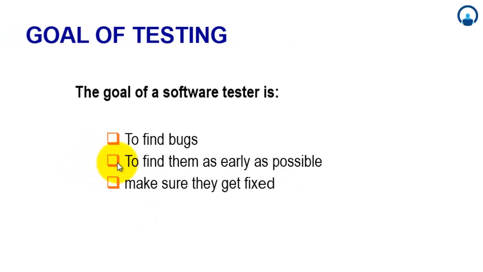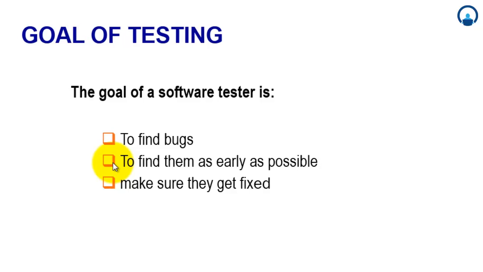Goal of testing. Common objectives of testing. The goal of tester is to find bugs, to find them as early as possible and make sure they are fixed. Testing is a means to find bugs, provide confidence and information, even prevent defects.